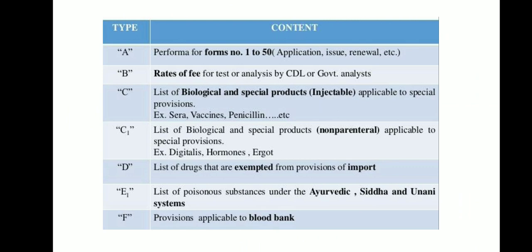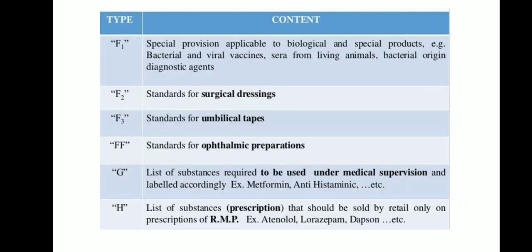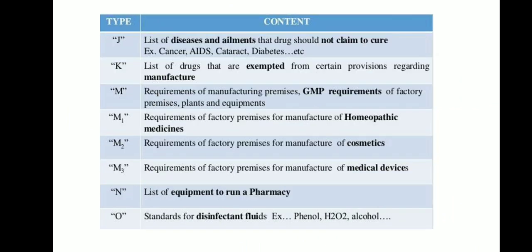When you are studying these things, you have to compare different categories if there is a similarity. Schedule D and Schedule K have some similarities. Schedule K refers to the list of drugs that are exempted from certain provisions regarding manufacture, because K is coming near to M. You know that M represents GMP, good manufacturing practice. That is GMP requirements, related to manufacturing. So K is nearby M.